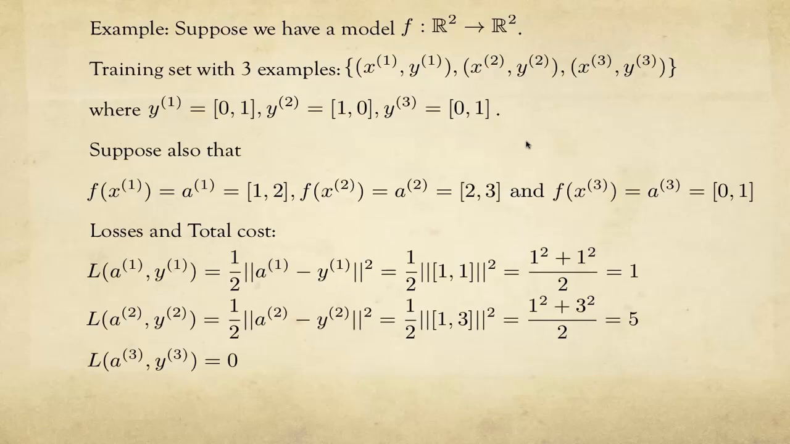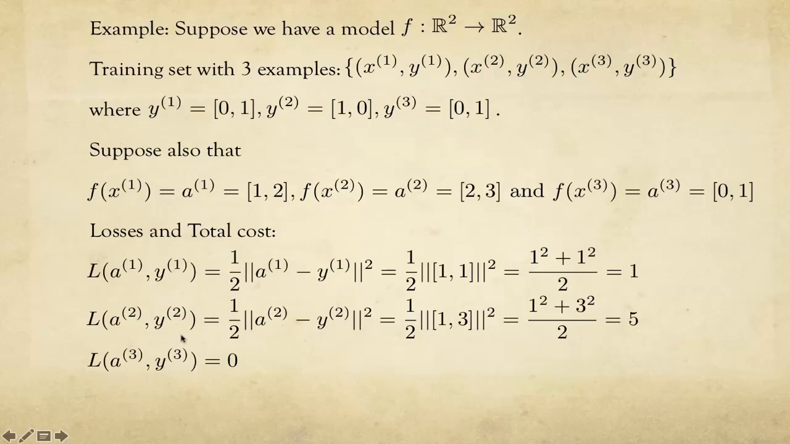Okay, now we compute the losses and the total cost. Again, the loss between the prediction vector and the true label is simply the square distance between the two vectors divided by 2. So if I subtract these two vectors a1 and y1, I get (1, 1), and I find the magnitude of this vector, and then I square that. So it's 1 squared plus 1 squared. This is the Pythagorean theorem. Then I divide by 2. So that error is 1.